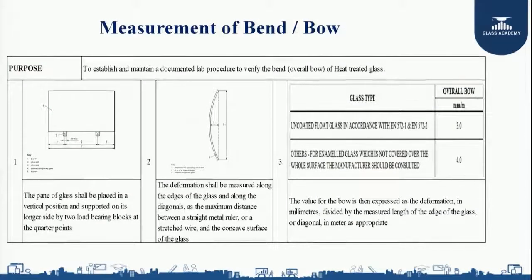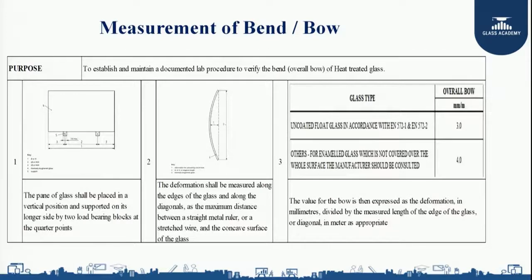So the deformation between the glass and the straight ruler gives an indication of the bend. You can see in the second figure, after the heat treatment process is over, there is a gap between the glass and the straight ruler. That is what we are going to measure with the help of a taper gauge scale.